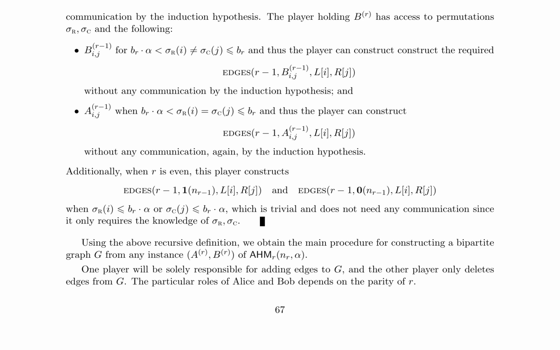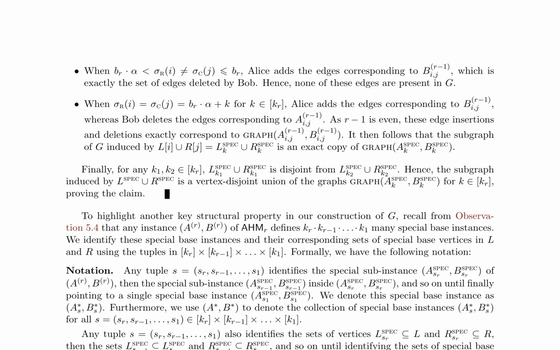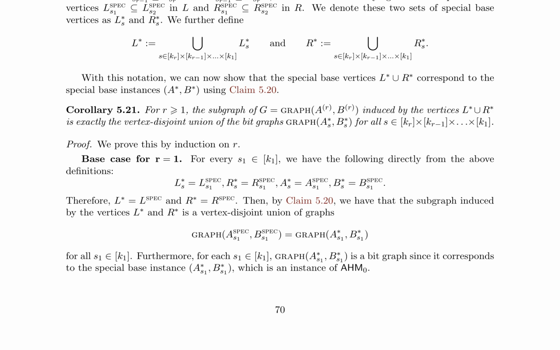In the context of the AHM model, two different groupings of edges are considered. For even R, three cases are analyzed, showing that a del subset equal 1 for any choice of R greater than or equal to 0. The players can take an instance A_R, B_R of AHM and construct a valid graph G without any communication. Special vertices L-spec and R-spec are defined, and it is shown that they correspond to the special subinstances A-spec, B-spec of A_R, B_R.